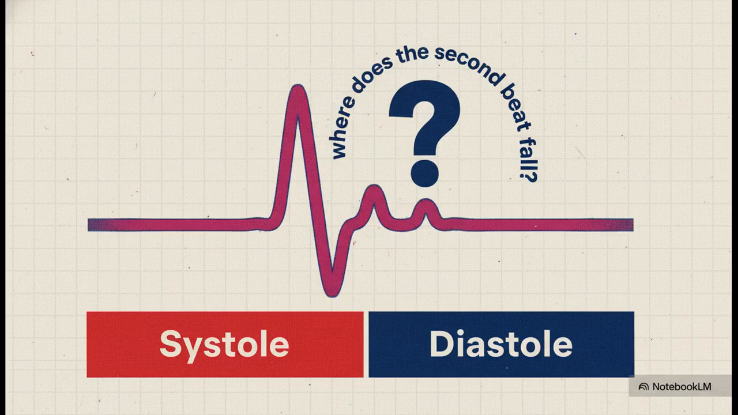Let's just boil this down because it's so important. If you remember absolutely nothing else, remember this one rule. To tell these 2 pulses apart, you just have to ask yourself, where does that second beat fall? If it's in systole, it's Bisferiens. If it's in diastole, it's Dicrotic. That's it. That is the whole game right there.